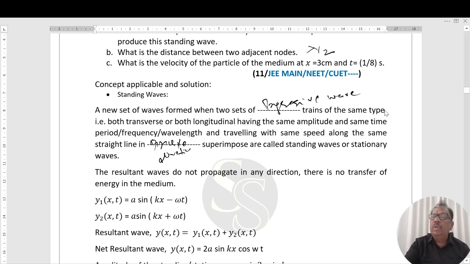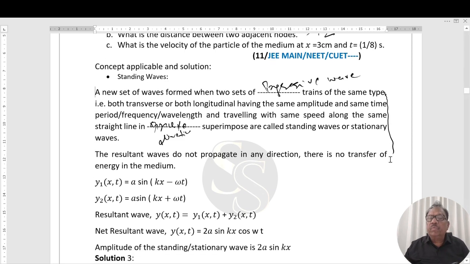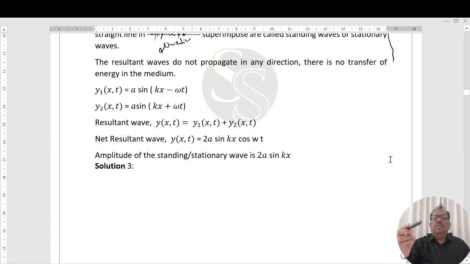Again repeating, two waves moving in opposite directions are superimposed. The waves should have the same characteristics: both should be either transverse or both longitudinal, with the same time period, velocity and frequency. Now, the resultant wave does not propagate in any direction, and there is no transfer of energy in the medium.